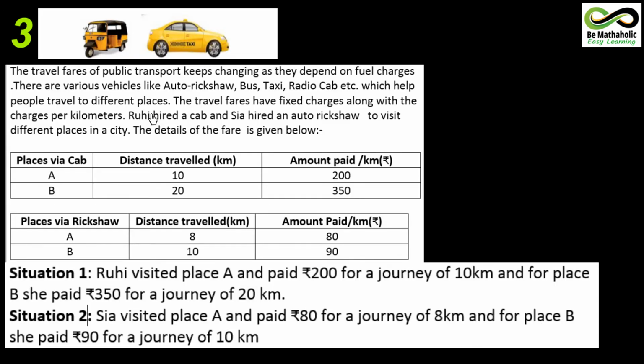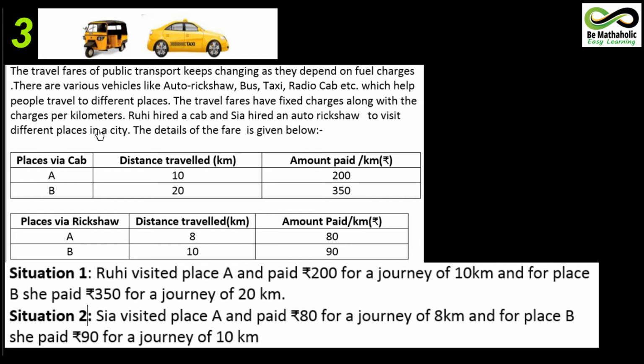Now let's see what we have in the 3rd question, case-based questions. So this is a different question. There is an auto rickshaw and a cab as seen in the picture. So what does it say? That the travel fares of public transport keep changing as they depend on fuel charges. These are various vehicles like this. The travel fares have fixed charges along with the charges per kilometer.